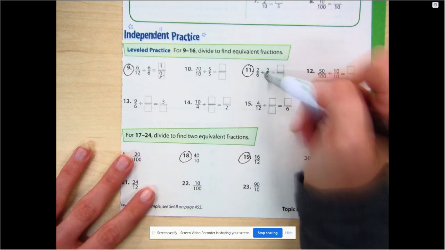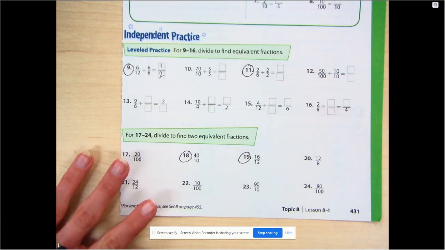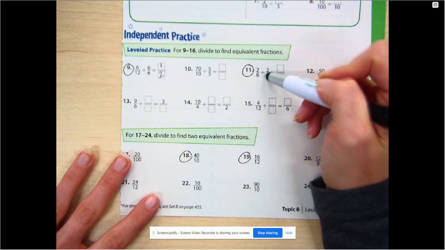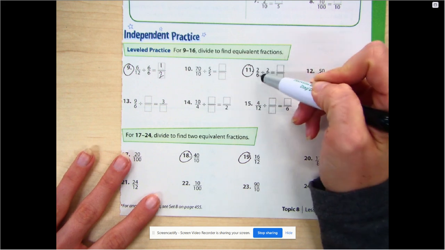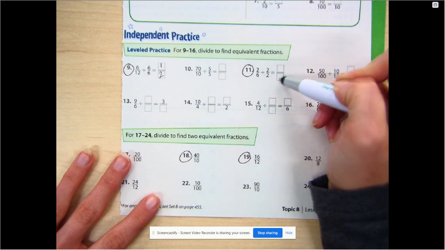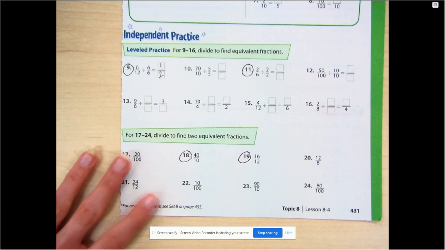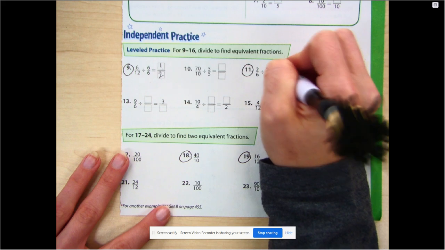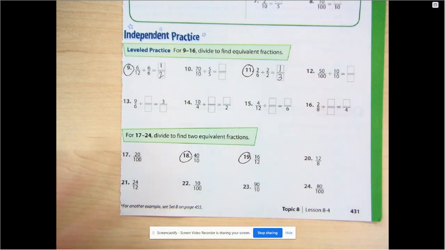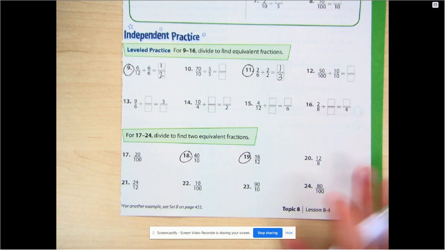Okay, let's take a look at number 11. I would like you to do the same process. 2 divided by 2 is what? 6 divided by 2 is what? Write it in on your paper and also submit your answer into the video. You should have gotten 1/3. Okay, guys, let's keep moving.